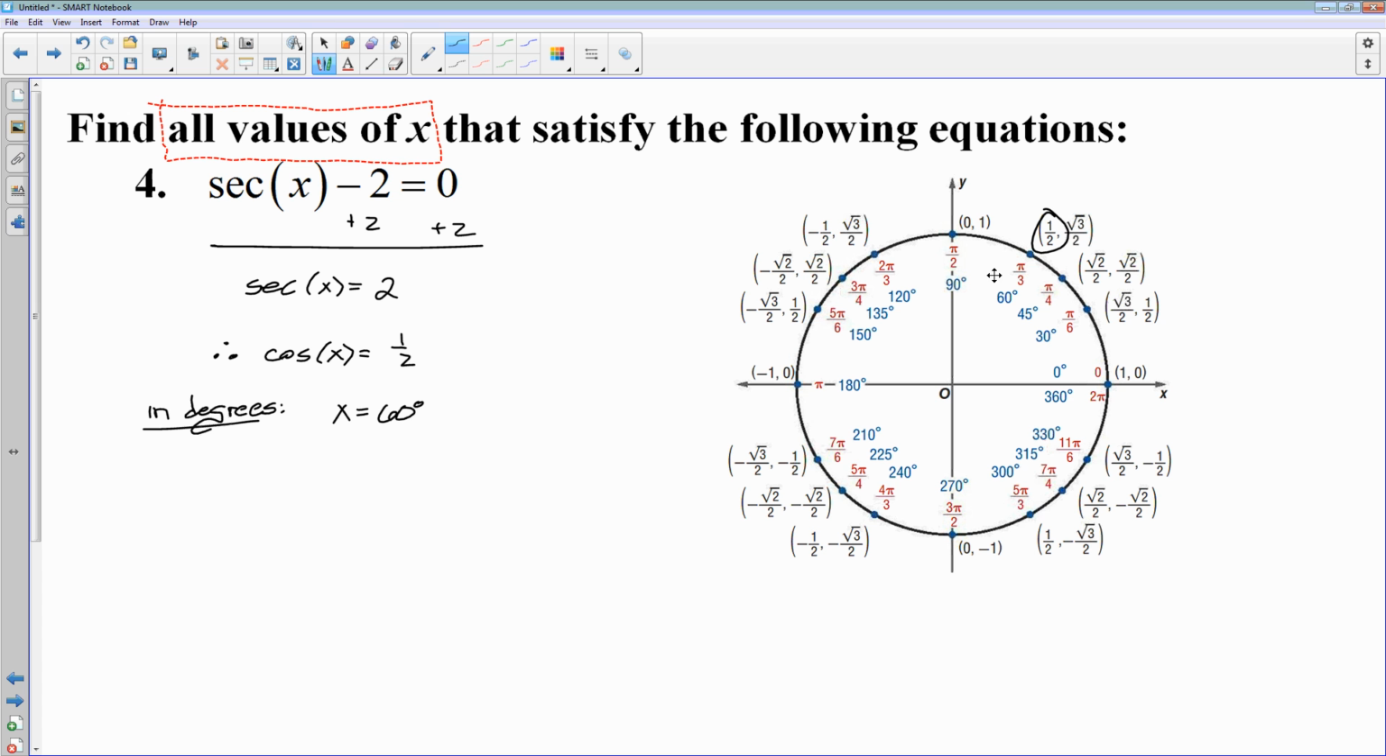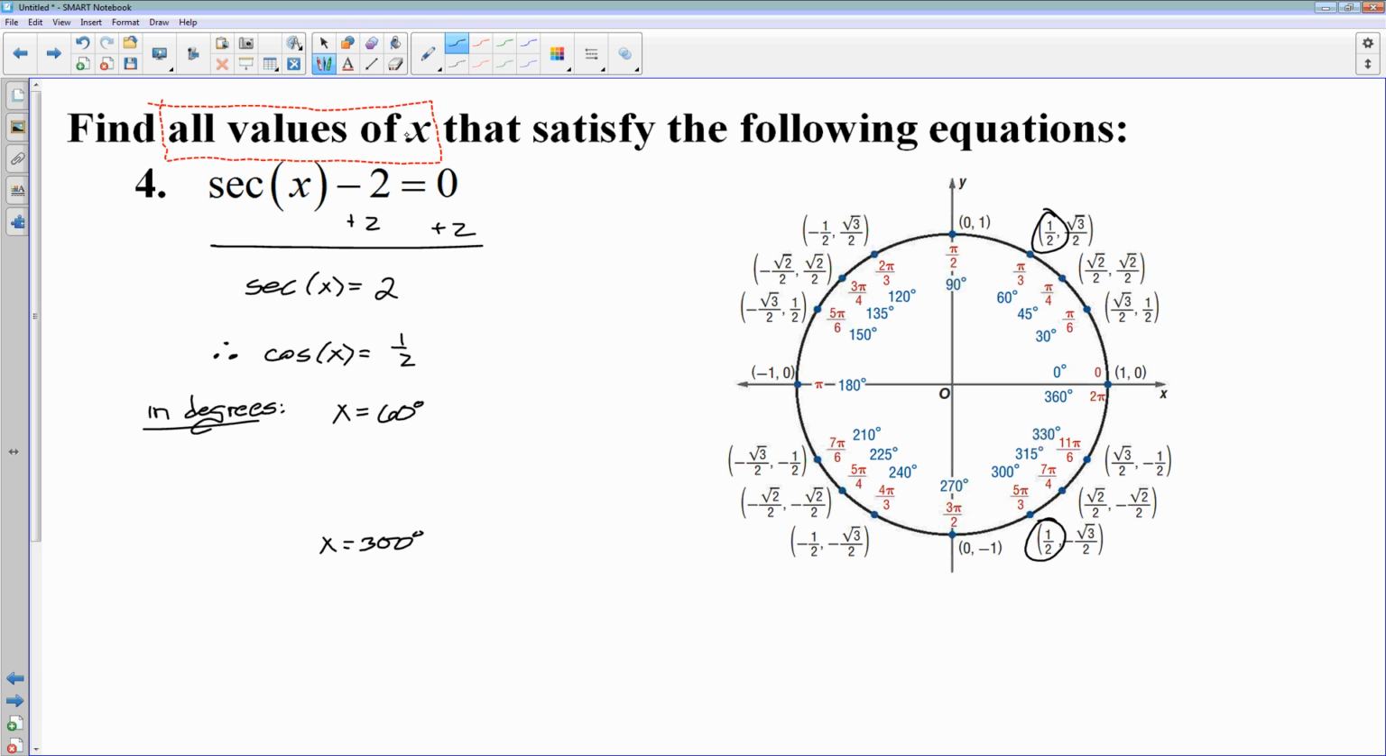Another answer would be down here at 300 degrees. So x equals 300. I'm going to move that down here. You'll see why in just a minute. So x equals 300 degrees. And those are two angles where cosine is equal to 1/2. But I think there are more.